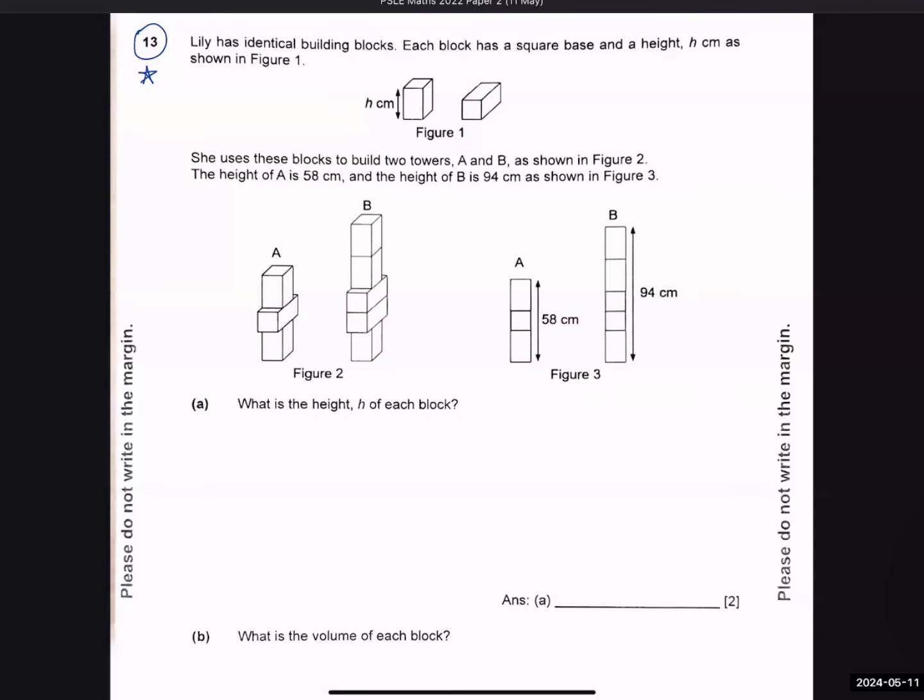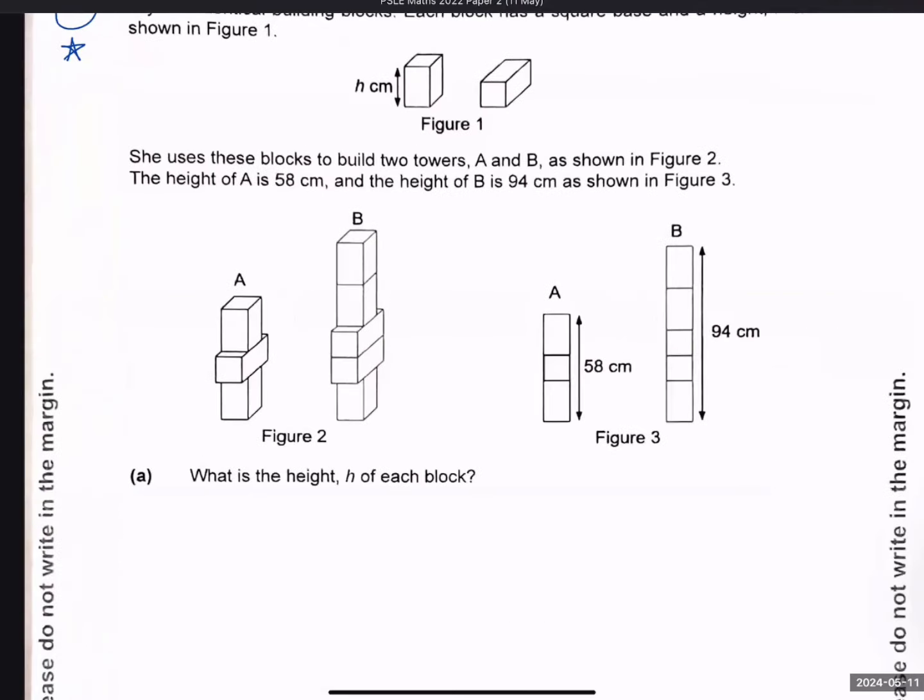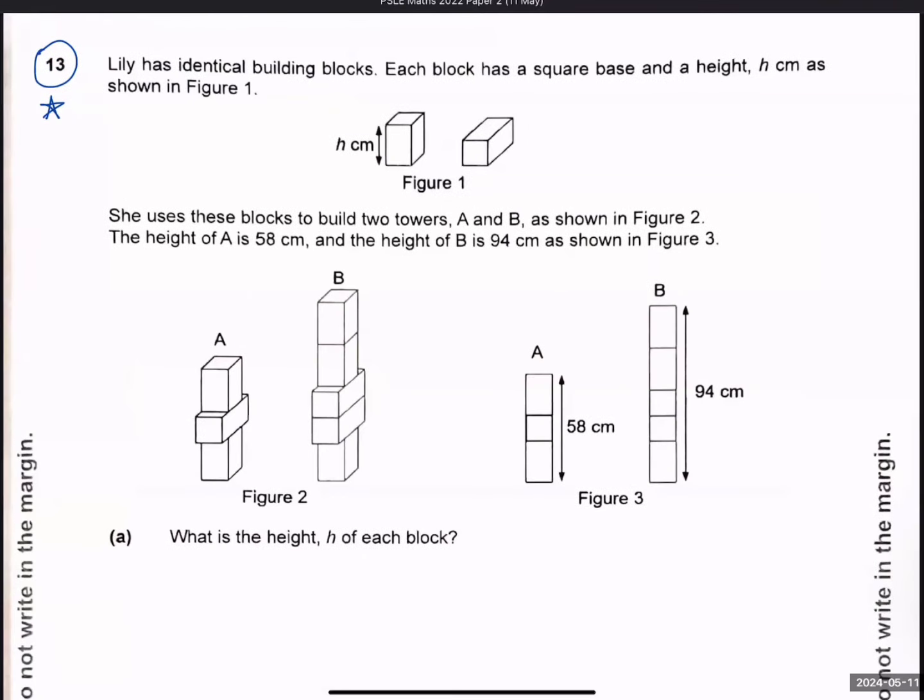Okay. So you look at tower A first. You are told that this is H. Correct? And if you look here, you will have this. Agree? So how do you find the value of H? By looking at this.